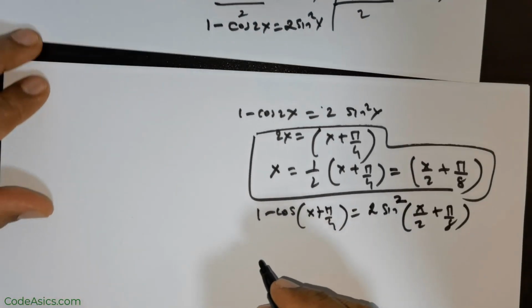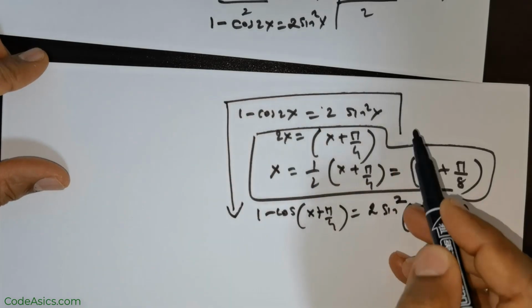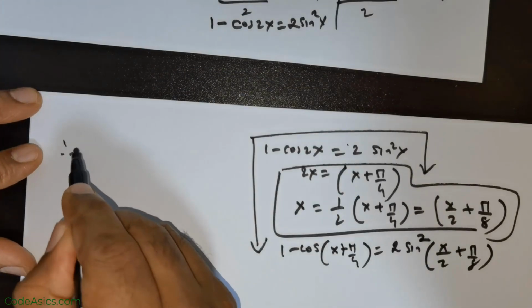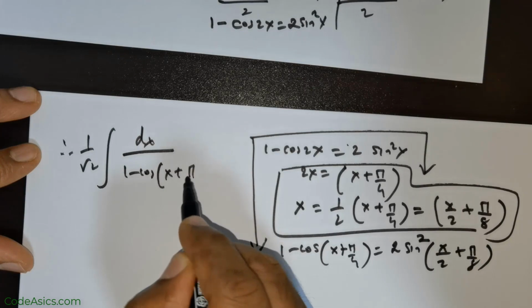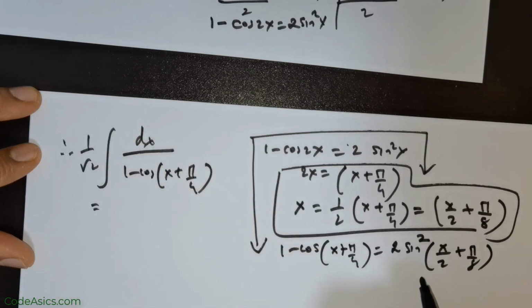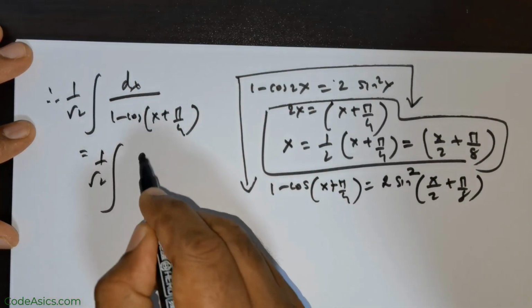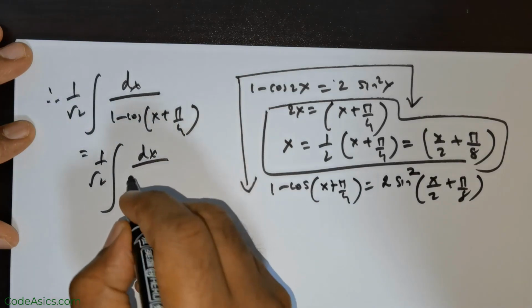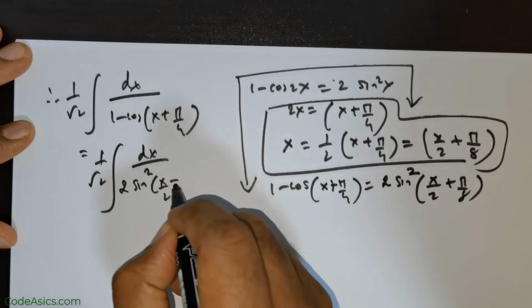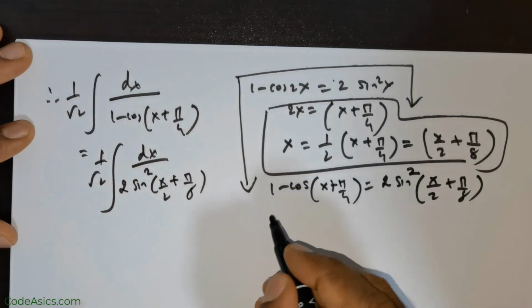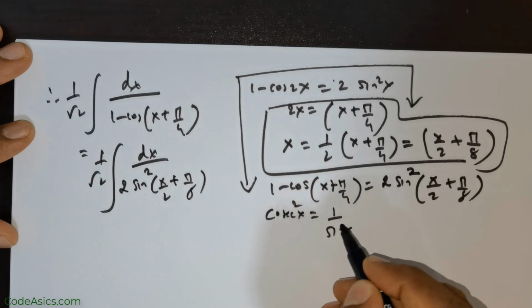So these are some of the simplification that is actually required. So coming back, so therefore 1 over root 2 integral dx divided by 1 negative cos of x positive pi over 4 is rewritten. In place of this I would be substituting this. So that's 1 over root 2 integral dx divided by 2 times sine squared of x over 2 positive pi over 8. Now we know that cosecant x is equal to 1 over sine x. So cosecant squared x is equal to 1 over sine squared x.